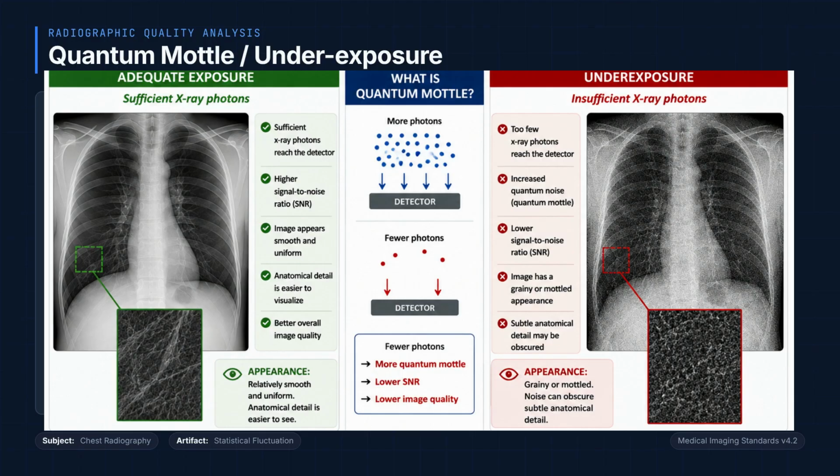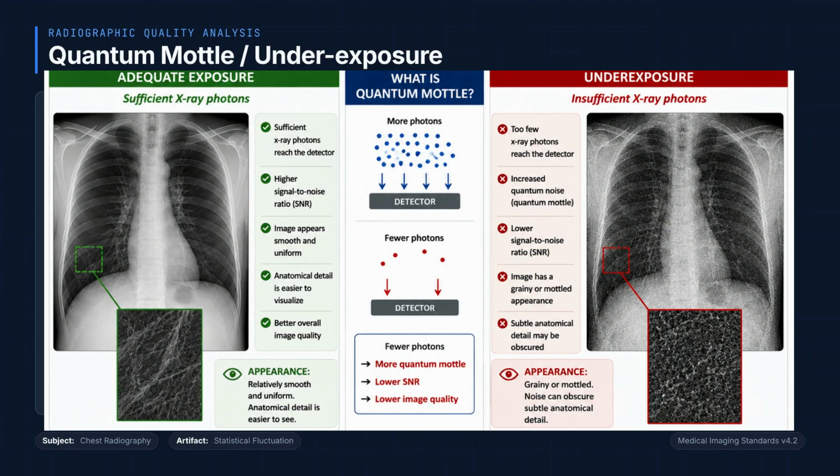In the image on the right, too few X-ray photons reach the detector. This is commonly associated with underexposure. When fewer photons are available to create the image, statistical fluctuations in the number of detected photons become more noticeable. This produces quantum noise, also called quantum mottle. As quantum noise increases, the signal-to-noise ratio decreases.